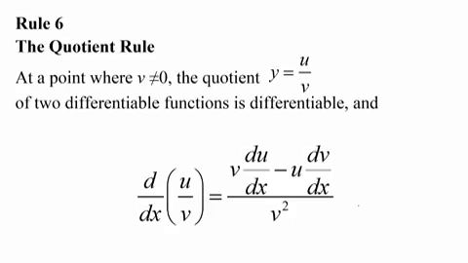The quotient rule: at a point where v does not equal 0, the quotient y equals u over v of two differentiable functions is differentiable and is found by the following. The derivative of u over v with respect to x is equal to v times the derivative of u with respect to x minus u times the derivative of v with respect to x, all over v squared. Let's try this out.